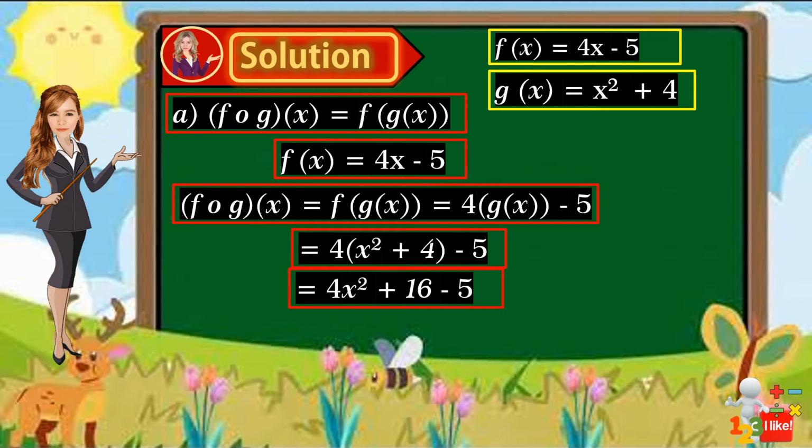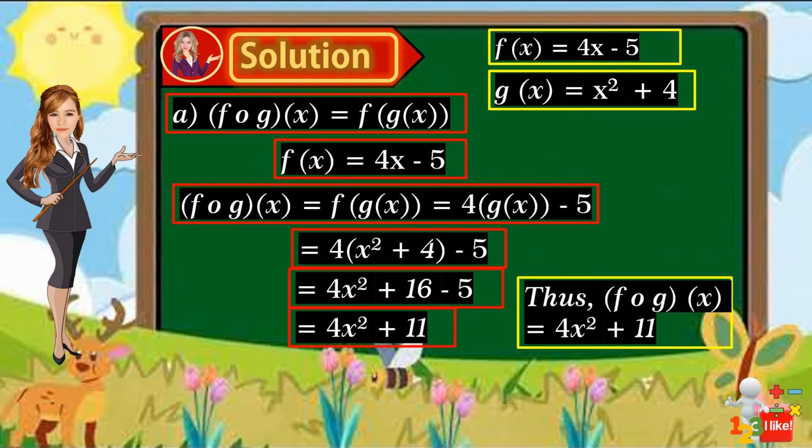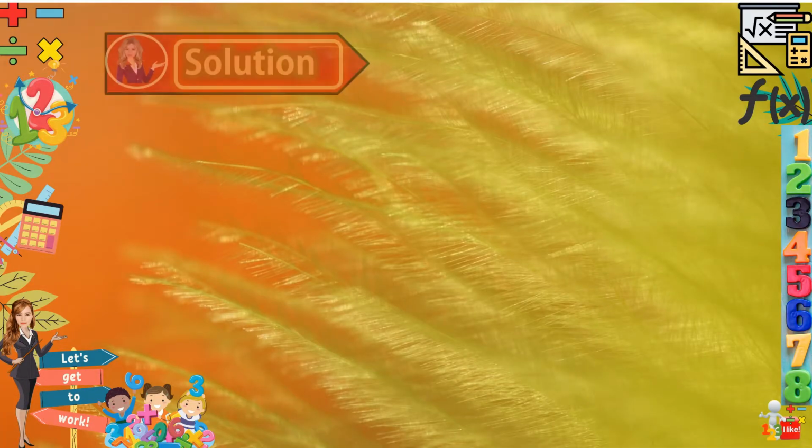Then copy minus 5. Combining like terms, we need to simplify. Copy 4x squared, then 16 minus 5 is equivalent to 11. Thus, f composed with g of x is equal to 4x squared plus 11. Let us do the vice versa.